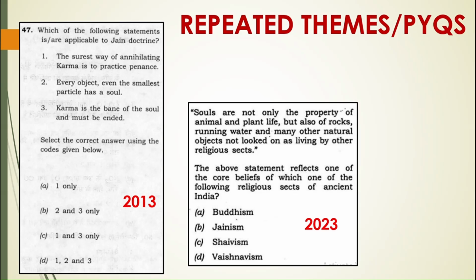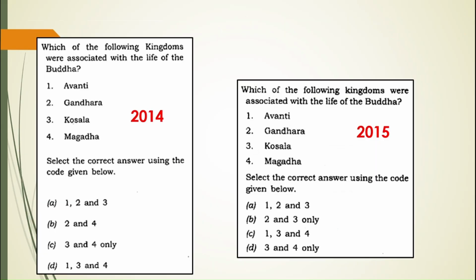And see here the 2023 question. Souls are not only the property of animal and plant life, but also of rocks, running water, and many other natural objects not looked on as living by other religious sects. So the essence of both these statements is the same. That is how you will have to learn from the PYQs. Okay. Next, see the same question that has been repeated in 2014 as well as 2015. So likewise, if you focus on the PYQs, you will cover most of your syllabus.